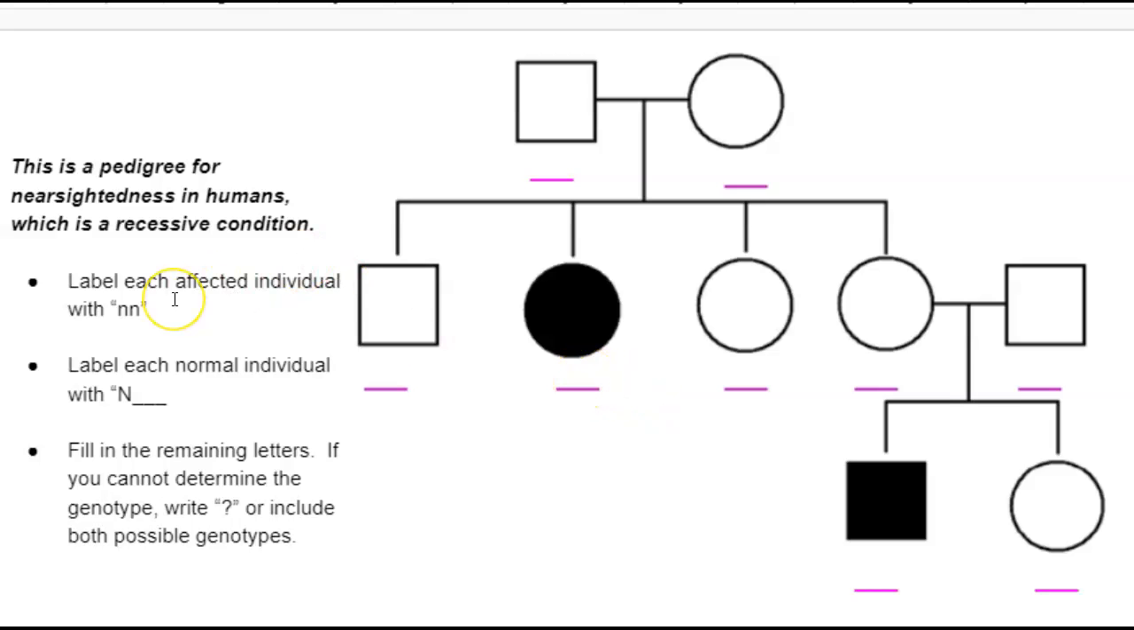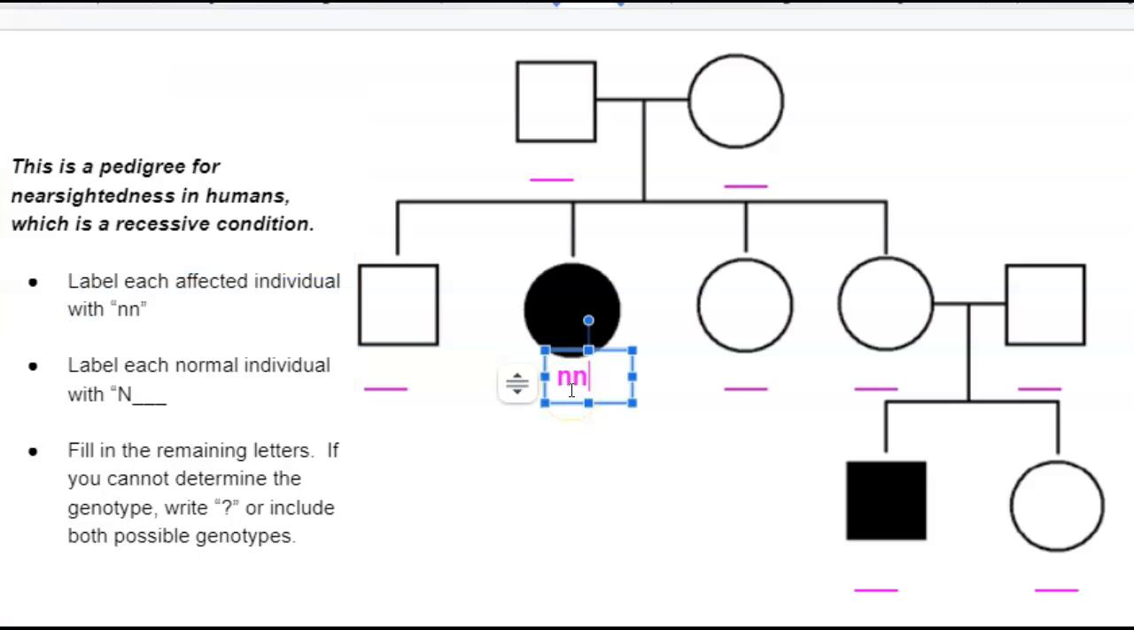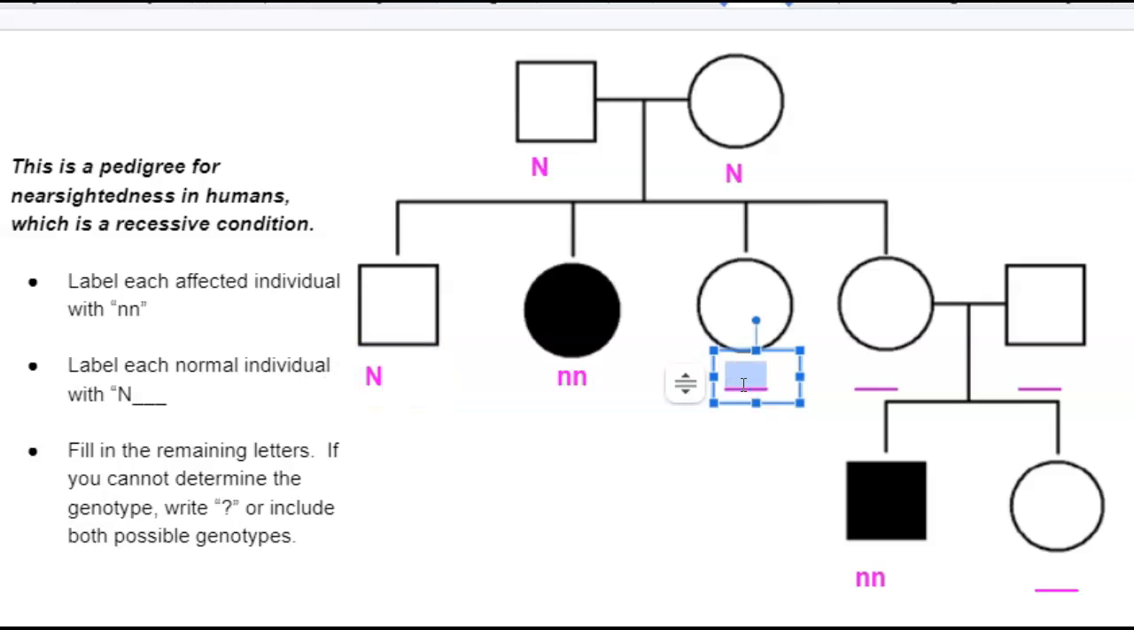So to start with this problem, each affected individual is going to get 2 little n's. So we're going to start off by writing 2 little n's for each of these affected individuals. Each normal individual is going to get 1 big N, and we will come back later and assign a second letter. The reason we only give 1 N right now is because we're not sure if they're big N, big N, or big N, little n.